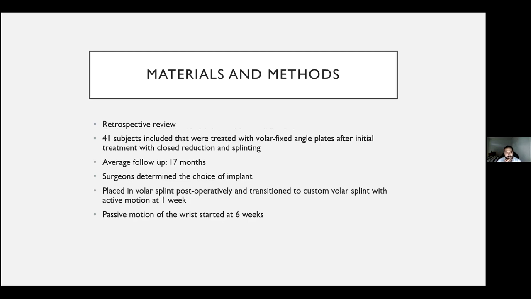So this was a retrospective review done at one institution. They found 49 consecutive patients who had distal radius fractures fixed with dorsal or volar plates. And of those, 41 had 1-year follow-ups that they decided to keep.